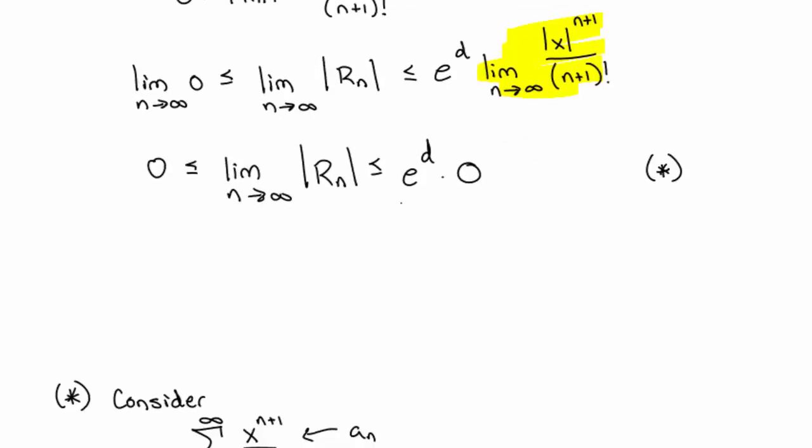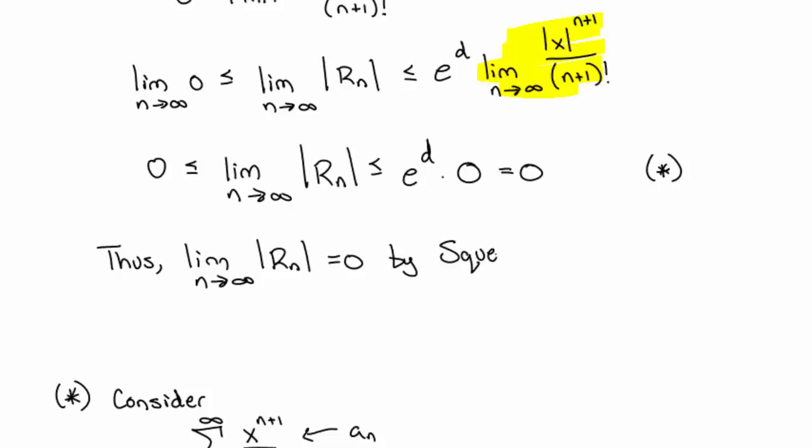Which implies that the right-hand side of this triple-sided inequality is going to be 0. Left-hand side is 0, so thus the limit as n approaches infinity of the absolute value of the remainder is equal to 0 by the squeeze theorem. I love it when we get to use a lot of the calculus that we've learned in the past.